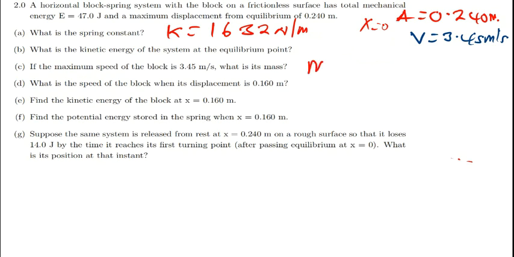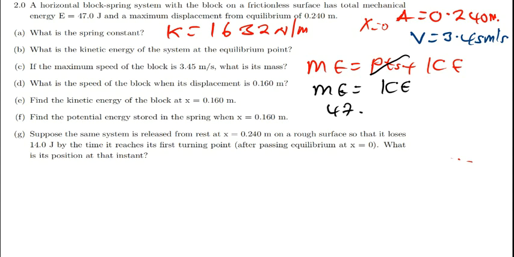So again, using this formula, I can clearly see that since we are talking about the maximum speed, x is equal to 0, I don't expect to have this. So I only have mechanical energy is equal to the kinetic energy. Now mechanical energy we have been given already, that is 47 joules. So I'll put 47, this is half mv squared.